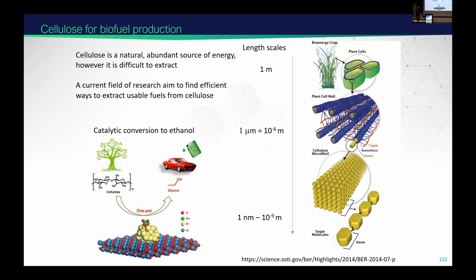One of the difficulties here is that there's a hierarchy of length scales at play in extracting these fuels. The underlying glucose units are at the sub-nanometer scale. However, they're intertwined in mesoscale, micron-scale cellulose fibers, which are interwoven and need to be unraveled to get to this underlying energy unit.